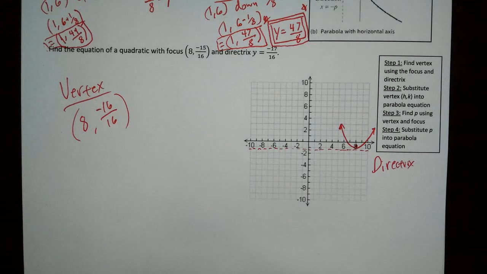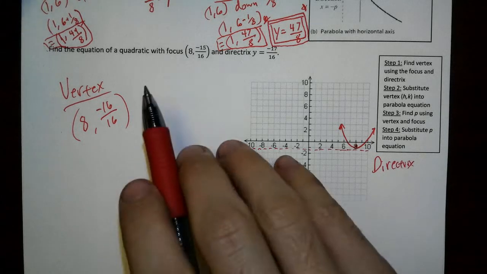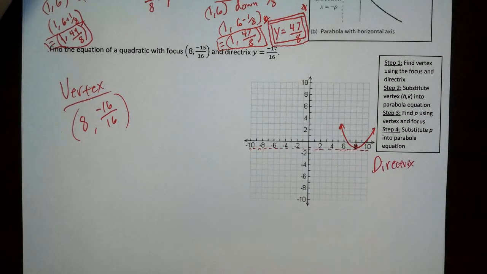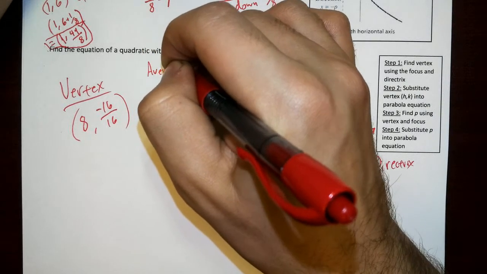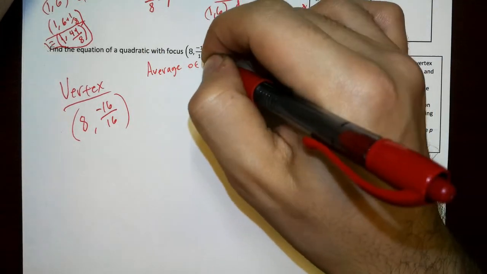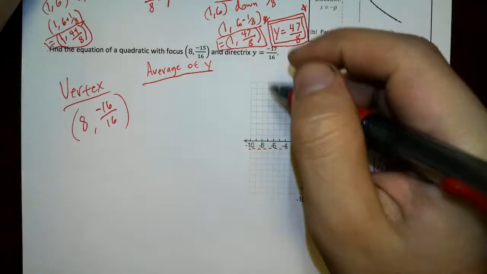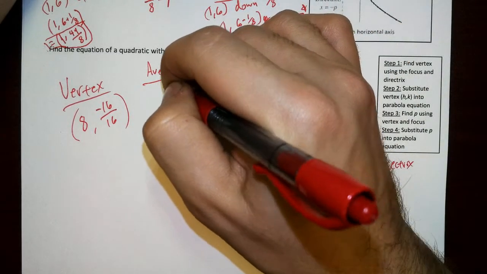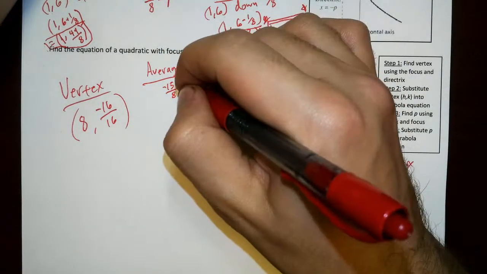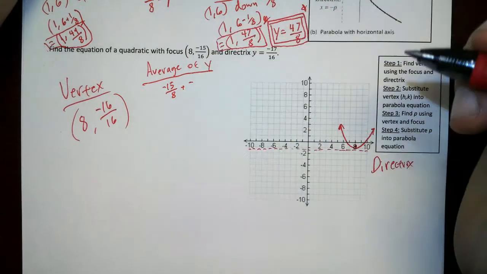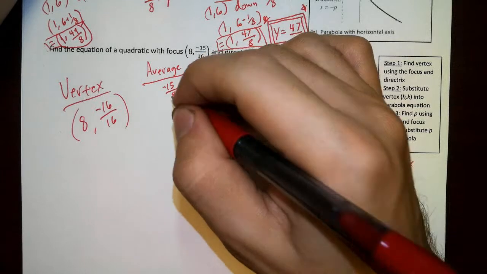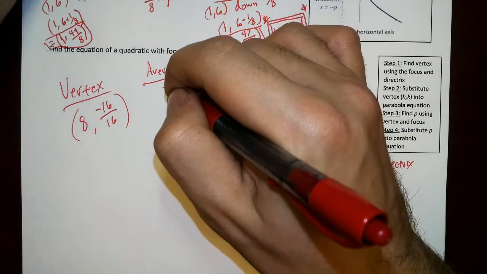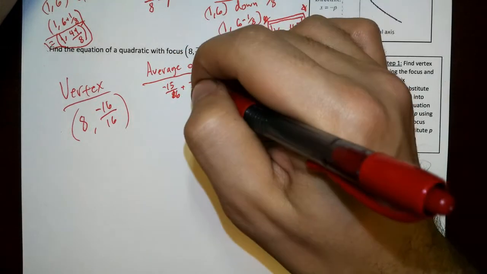Say that's difficult and you want a more analytical approach. You can find the average of these y coordinates. So the average of y: we're going to have negative 15 divided by 16 plus negative 17 divided by 16. Oh, I'm sorry, that's not supposed to be 8, that's supposed to be 16. You guys are probably yelling at the monitor right now.